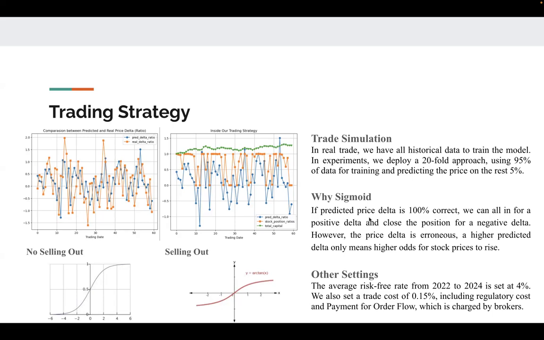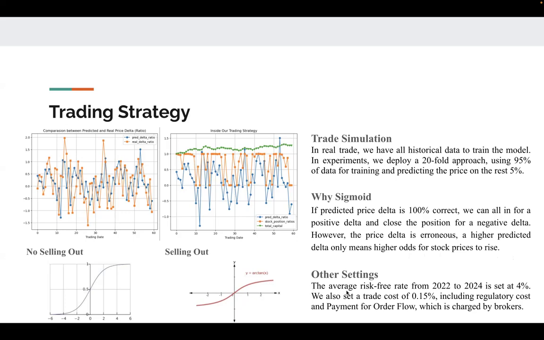If our predicted price delta is 100% correct, we can go all in for a positive delta and close a position on a negative delta. However, as the price delta is erroneous, a higher predicted delta only means higher odds for the stock price to rise. Similarly, when selling out is enabled, we will use an arctangent to map the predicted price to a position between -1 and 1. And let me discuss a little about other settings.